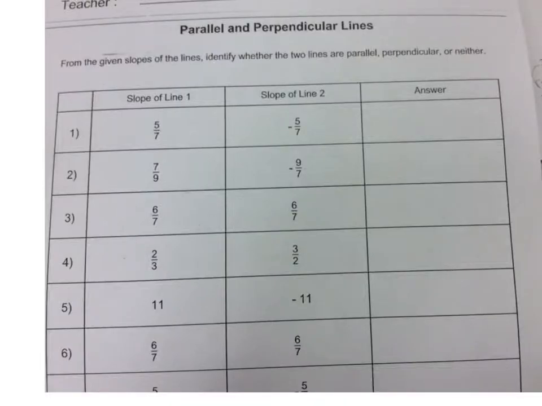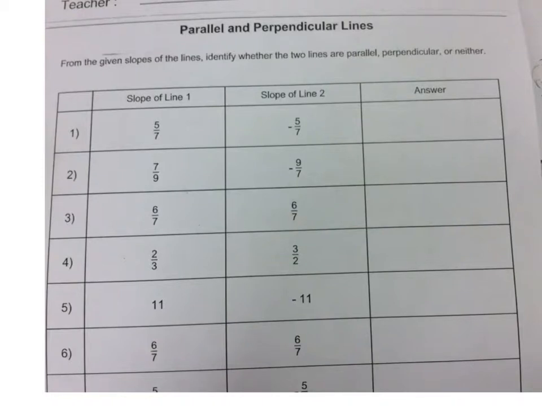Okay, so this first thing, and you actually have this paper, or you should have this paper. It talks about parallel and perpendicular lines, and you're given two slopes and you're supposed to tell whether or not they're parallel, perpendicular, or neither. So this first set, parallel lines, if two lines are parallel, they have the exact same slope. Well, these look similar, but they have different signs, so since they're not the exact same, they're not parallel.